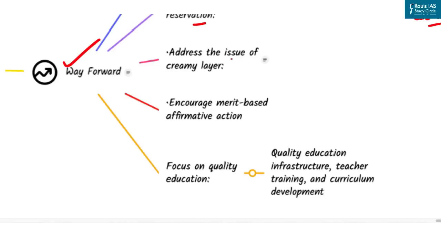The next suggestion is to address the issue of the creamy layer. Now, what is the creamy layer? It refers to the affluent sections within reserved categories who benefit from reservation policies and may not necessarily require them. So there is a need to exclude the creamy layer from reservation benefits to ensure that the benefits reach the most disadvantaged sections.